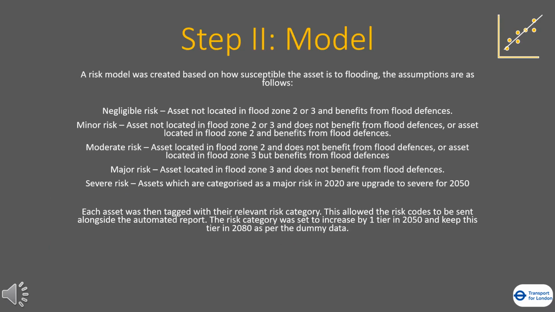A risk model was created based on how susceptible the asset is to flooding. There are 4 different tiers to the model, and the logic used in assigning these tiers to each asset is described on the slide. Following the precedent in the dummy surface asset climate risk data file, the risk tier is increased by 1 in the year 2050, and the tier is kept at this level in 2080.